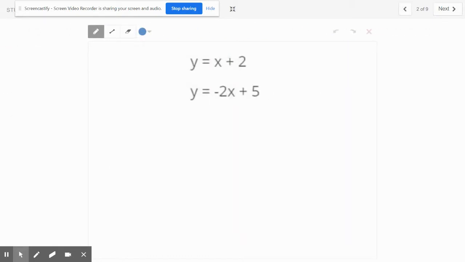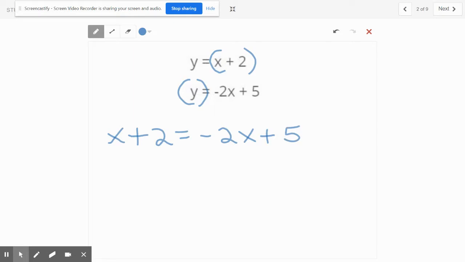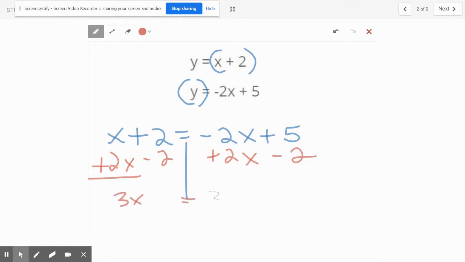All right, this one, go ahead and do the same. Go ahead and solve this. Do the best you can. All right, x plus 2 equals negative 2x plus 5. Move it over. I'm going to add 2x to both sides. Again, I'm going to do the same step here real quick. I'm going to move 2 over. So I get 3x equals 3.